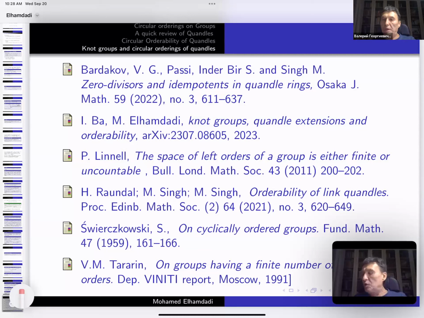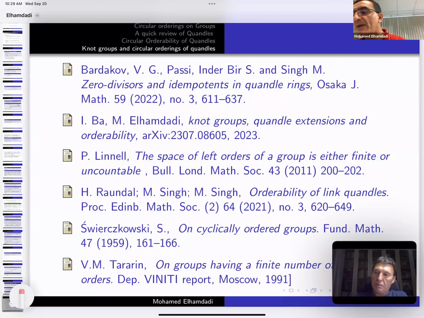The second question: you explained that if we consider circular groups, we have a full description for finite groups; it's cyclic. Is it correct? Yes, that's the theorem. Do you know a similar result for quandles, the full description of finite circular quandles? No, we computed some examples, but we don't have a characterization.